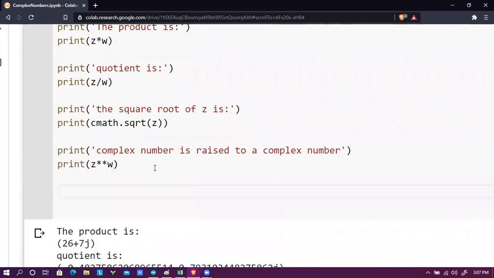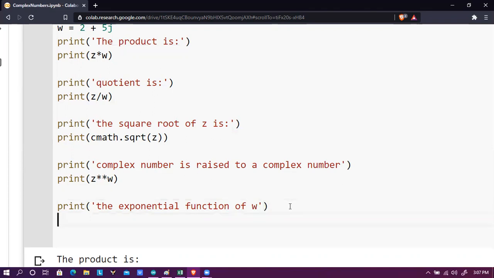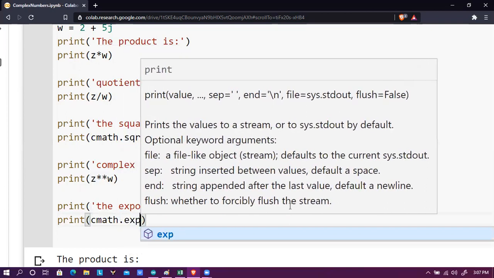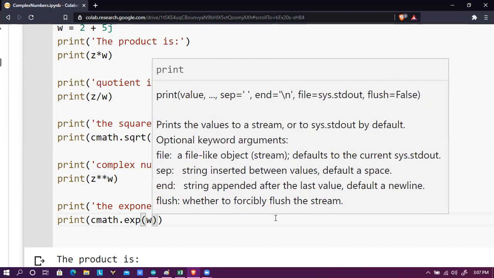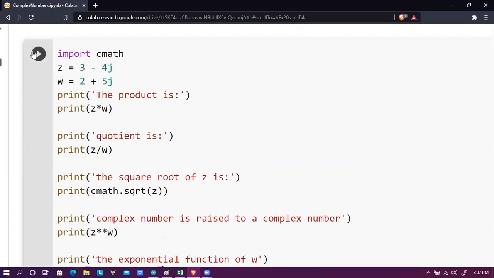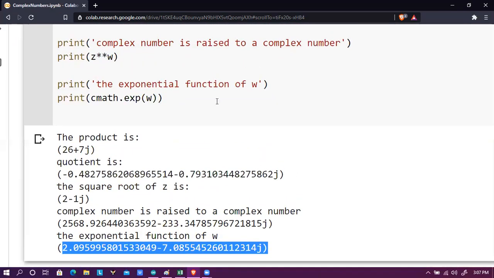Now let's try the exponential function. Let's say we want to print the exponential function of w. So we can call on cmath.exp. That's the exponential function, and then plug in w. So in this case, we are going to find the exponential function of w. Let's run the code. So this is the exponential function of w. Okay, it's not that hard.